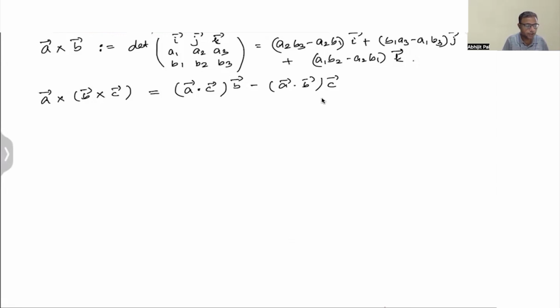So now, let us take a regular curve in R3. So, proposition.